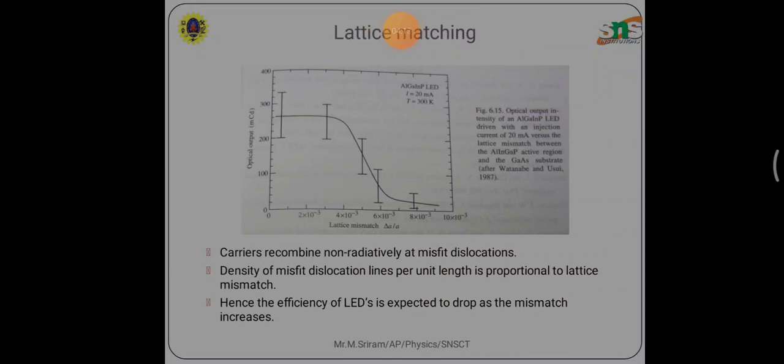And lattice matching: this is the optical output intensity of an indium arsenide LED driven with an injection current of 20 milliamp versus the lattice mismatch between the AlGaP active region and the gallium arsenide substrate. So the carriers recombine non-radiatively at mismatch dislocations. The density of mismatch dislocation lines per unit length is proportional to lattice mismatch. So hence the efficiency of the LED is expected to drop as the mismatch increases.